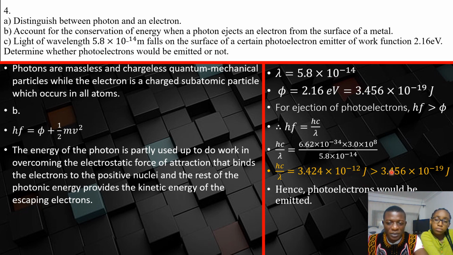And notice that this is bigger than your work function, which is 3.45 times 10 to the negative 19. In fact, 10 to the negative 12, 10 to the negative 19, this guy is way smaller. So yeah, the energy of the incident radiation is bigger than the work function, and so photoelectrons would be emitted.